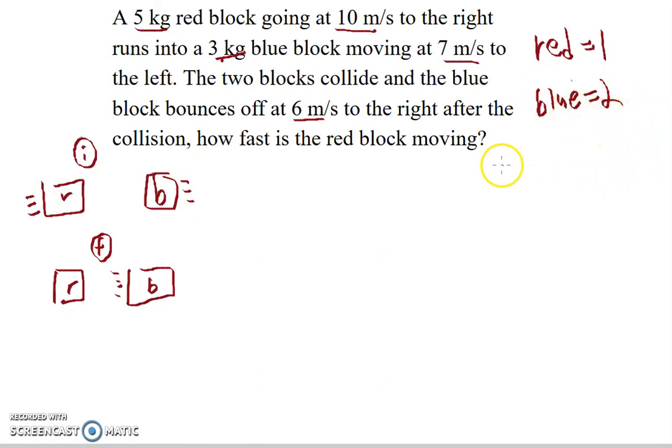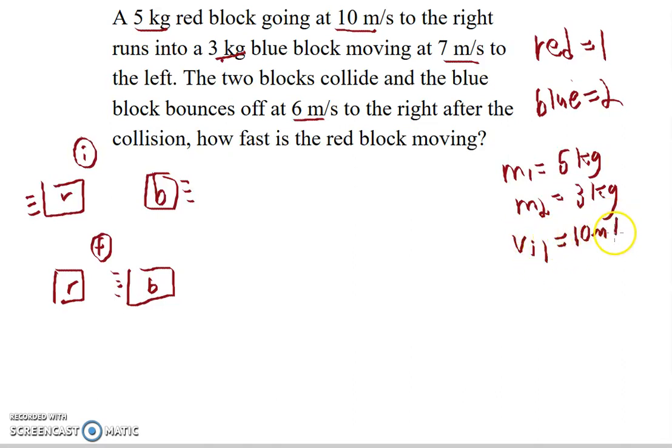So we know two masses. We know the mass of the red, m1, is 5 kilograms. We know the mass of the blue, m2, is 3 kilograms. We know the initial velocity, the velocity before the collision, of the red is 10 meters a second. We know the initial velocity of the blue is -7 meters a second because it's to the left.